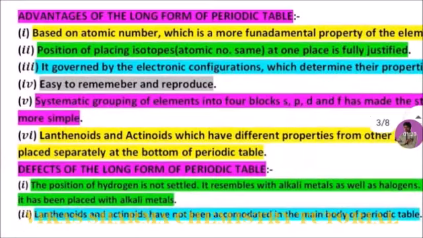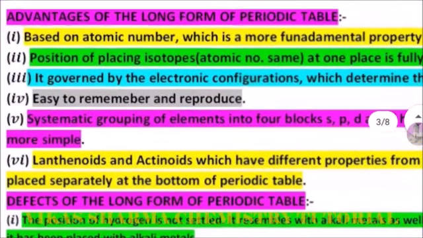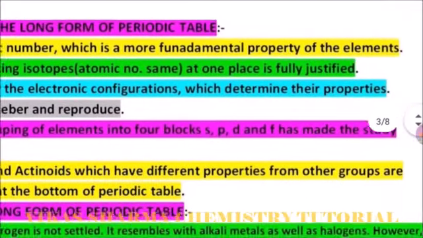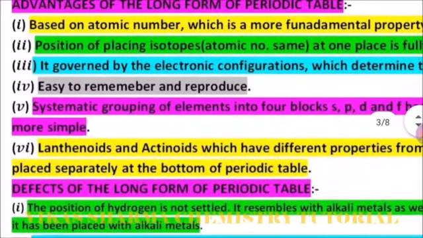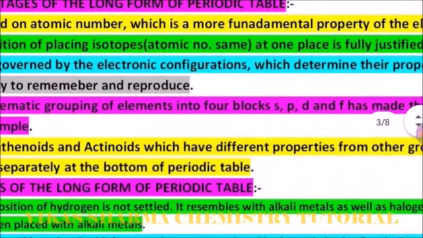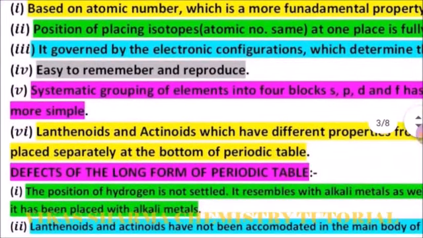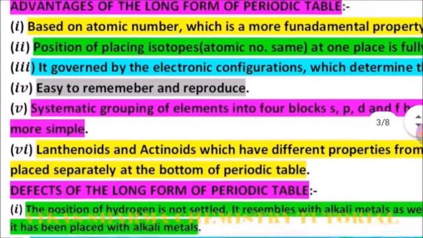Students, the advantages of the long form of the periodic table: the first is that the modern periodic table is based on atomic number, which is a more fundamental property of the element. The second advantage is the position of isotopes, which have the same atomic number. Placing them at one place is fully justified because they have different atomic masses, but their atomic number is the same. In Mendeleev's periodic table, the basis was atomic weight, so atomic weight is not the correct feature. The unique property of all the elements is the atomic number. So this problem is solved by the modern periodic table.